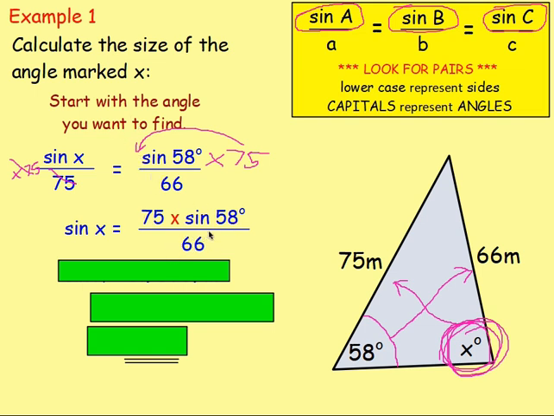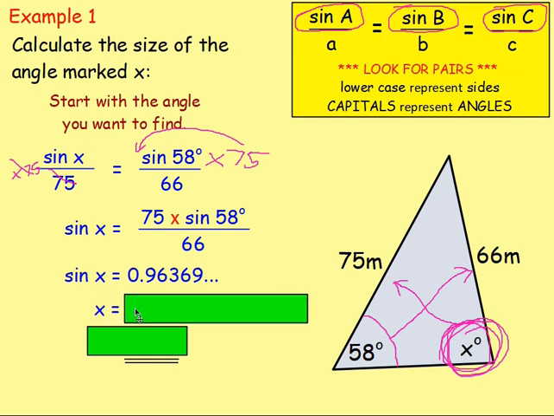If you work this out in the calculator, 75 times sine 58 degrees divided by 66, you end up with 0.96369 and so on. And that is what sine x is. But we don't want sine x, we want angle x. How do we get x just on its own?